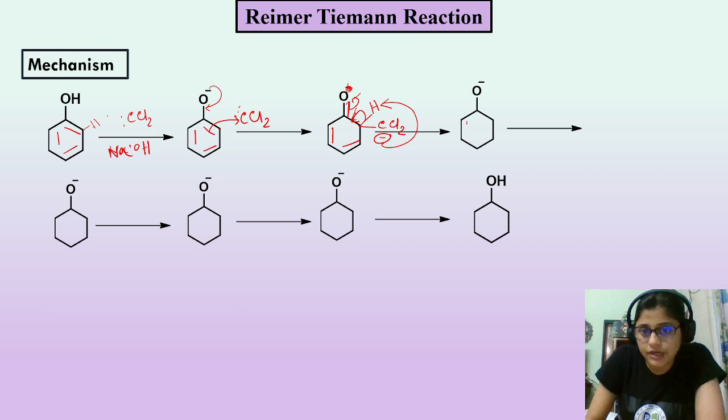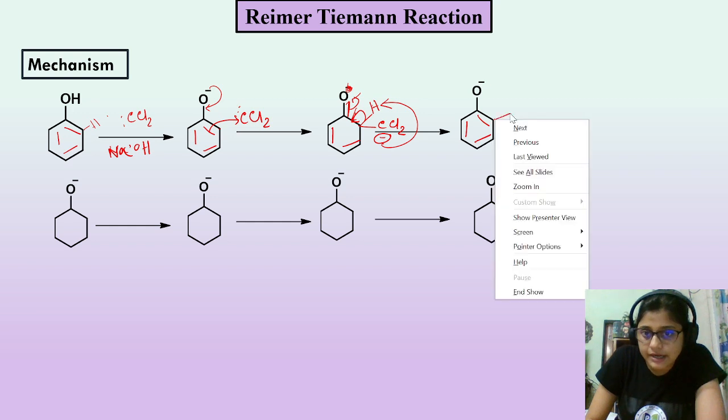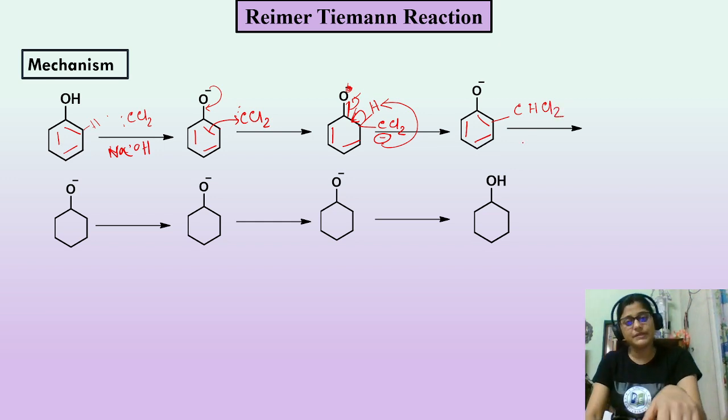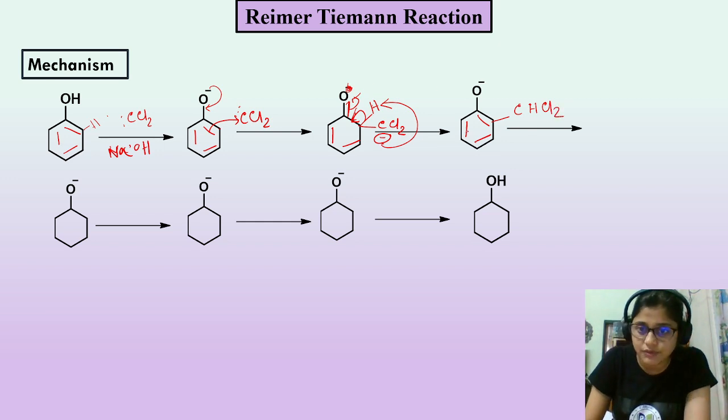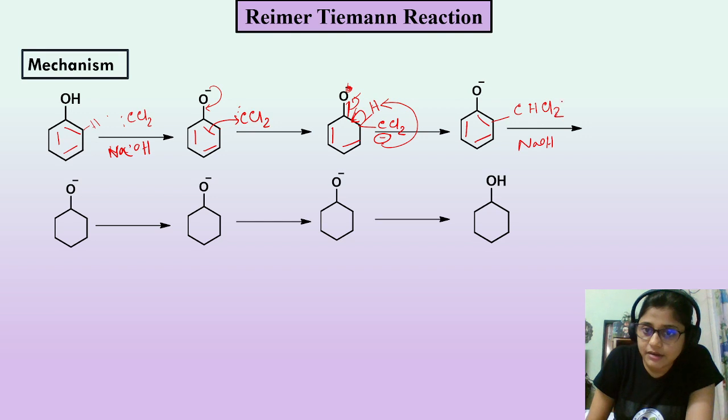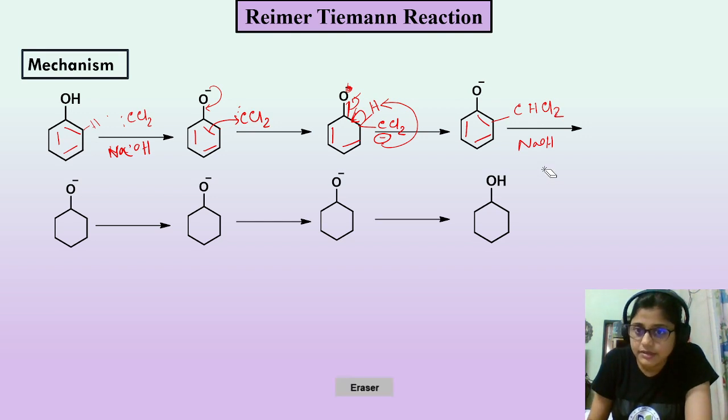So what will now form? Here double bond, here double bond, here double bond, and here CHCl2, right? CHCl2 will be there. This hydrogen is accepted by this one. Now in presence of NaOH, let's say here one Cl is here. Just write like that.